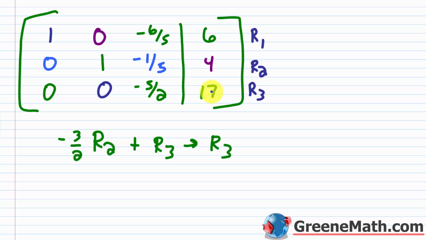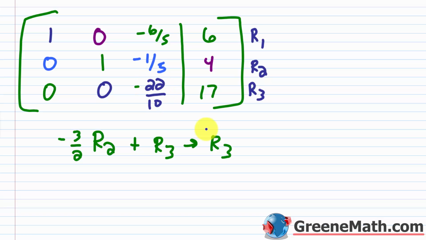So I would multiply negative 3/2 times negative 1/5, and that would give us 3/10. Okay, and then I would add 3/10 to negative 5/2. So 3/10 plus negative 5/2. Multiply this by 5 over 5. So this would be negative 25 over 10. Okay, over 10. So negative 25 plus 3 is negative 22. So you would have negative 22 over 10. So this is negative 22 over 10.